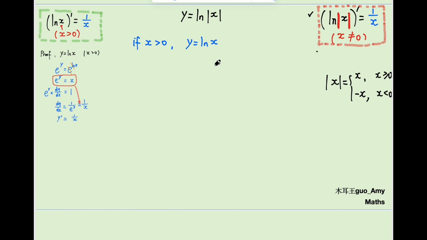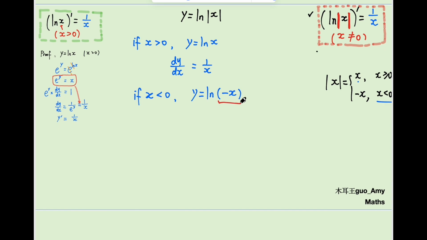Then the function will be simplified to y equals ln x. We know the derivative of this function is equal to 1 over x directly. Next, we will look at the case when x is negative. The function will change to ln negative x, because when x is a negative value, absolute x becomes negative x. So when we deal with the derivative of this function, it is a composite function.